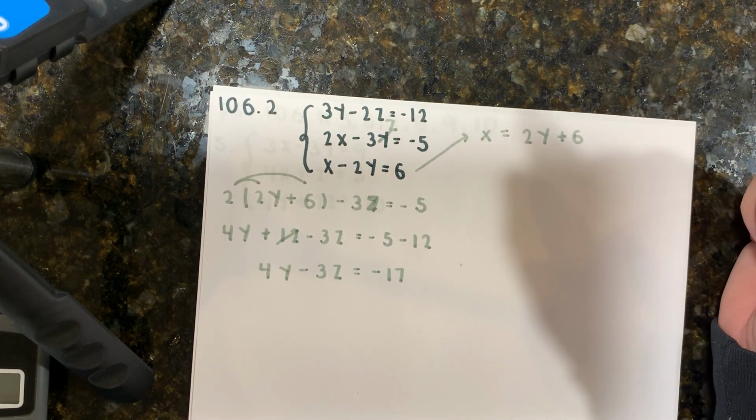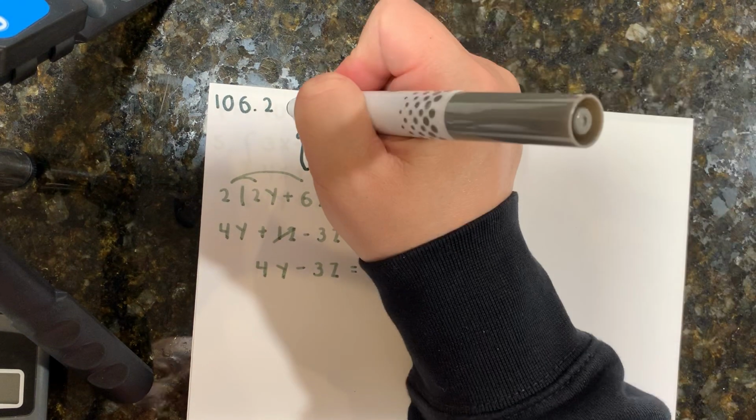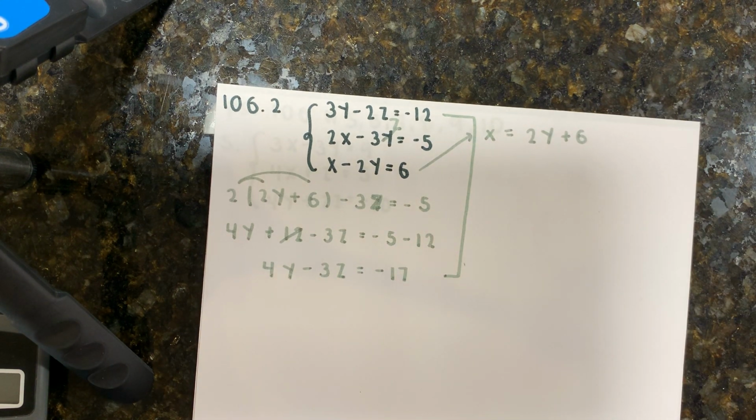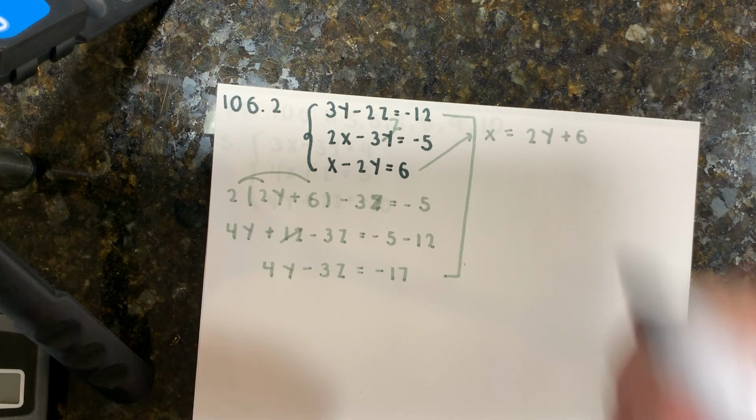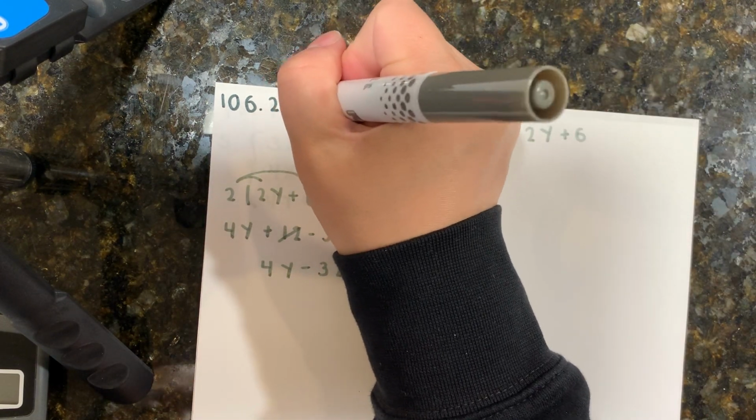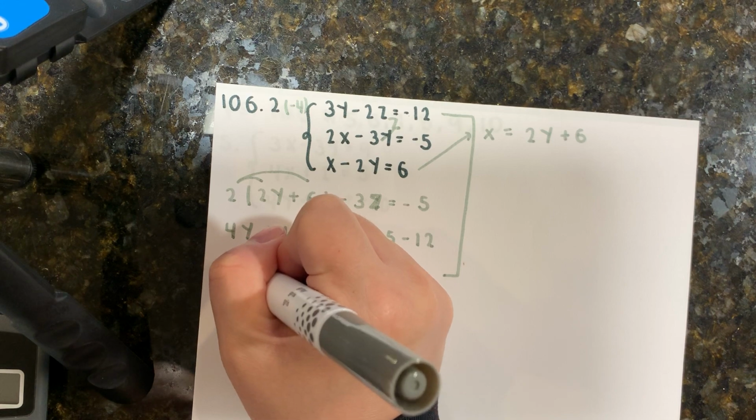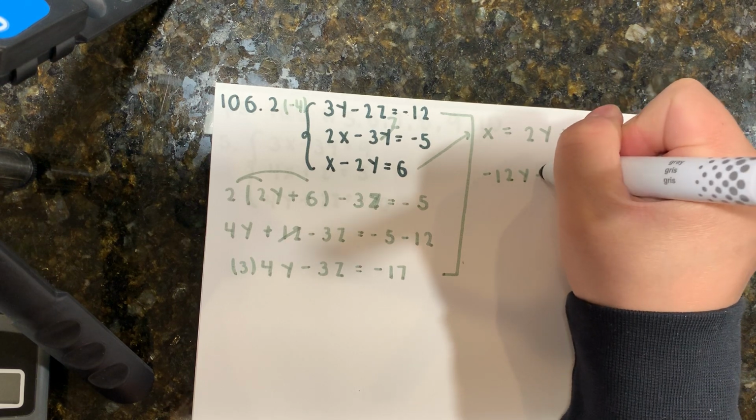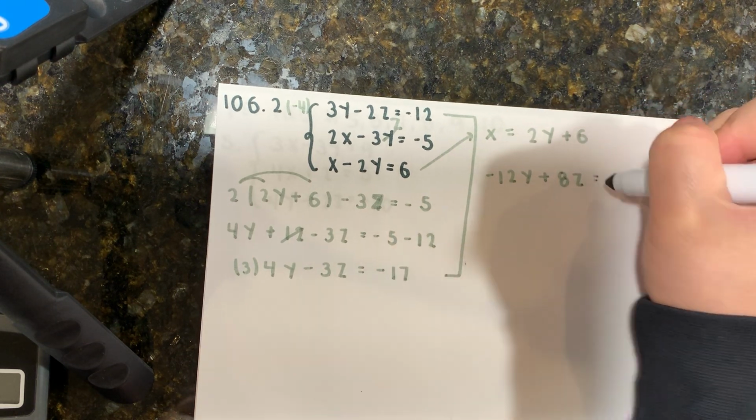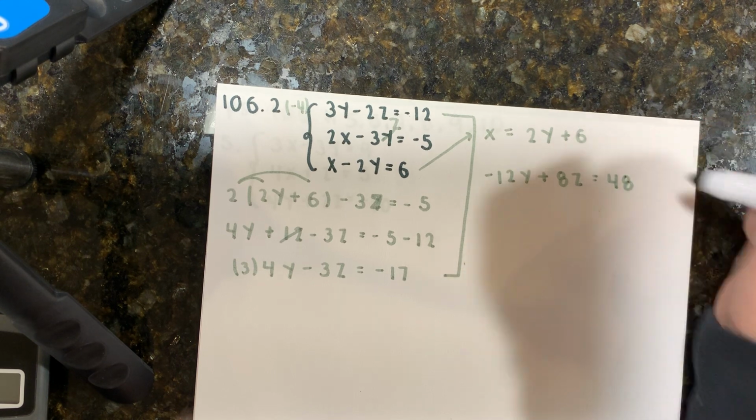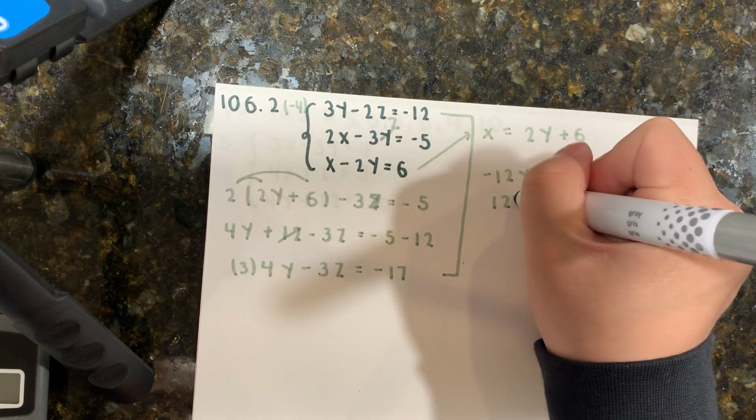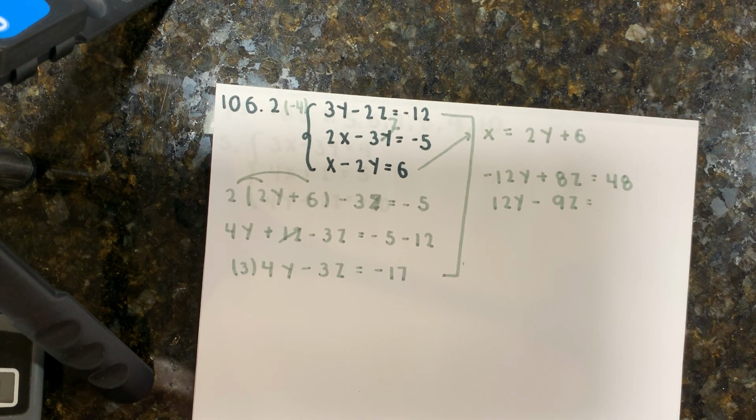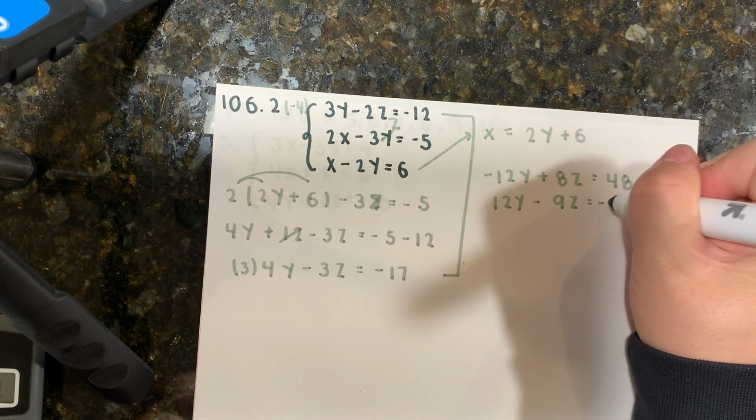Now I want to do elimination using the top equation and this equation here. There's no real easy way to do that, so I'm just going to multiply the top equation by negative 4 and the bottom equation by 3. When I do that, I get negative 12y plus 8z is equal to 48. My bottom equation, I would get positive 12y minus 9z is equal to, negative 17 times 3 gives me negative 51.